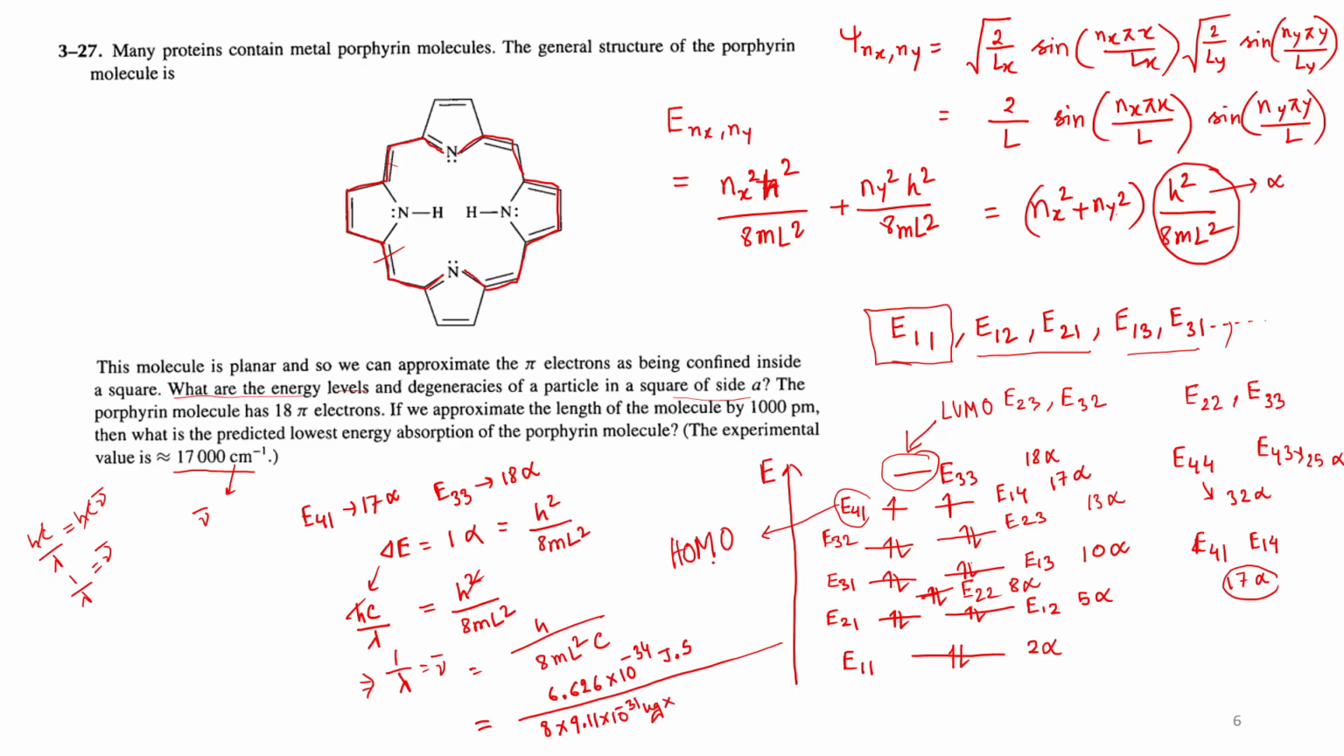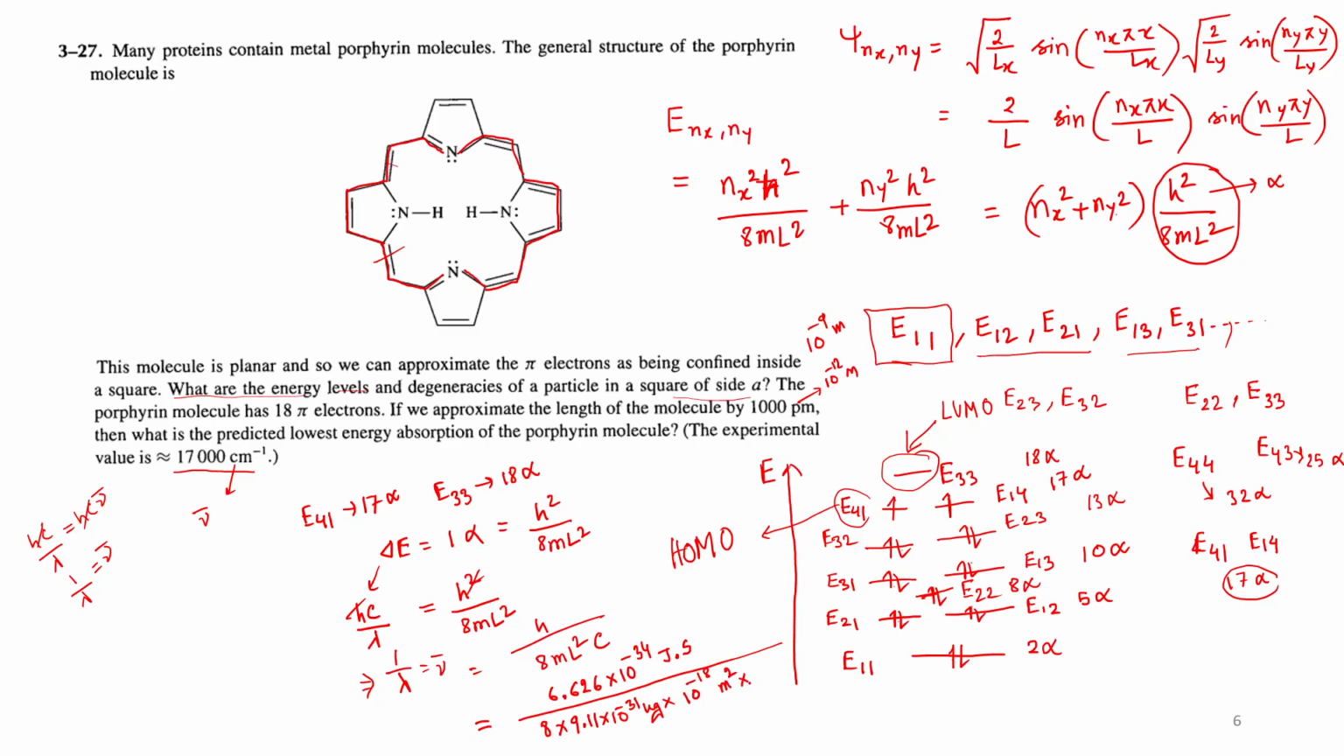Then the length is already given, 1000 picometer. 1000 picometer means 10 to the power minus 12 meter, so 1000 picometer means 10 to the power minus 9 meter, right? Which is 1 nanometer, you can say. Picometer into 1000, that will be 10 to the power minus 9. I hope that is correct. And square of that will be 10 to the power minus 18 meter square.